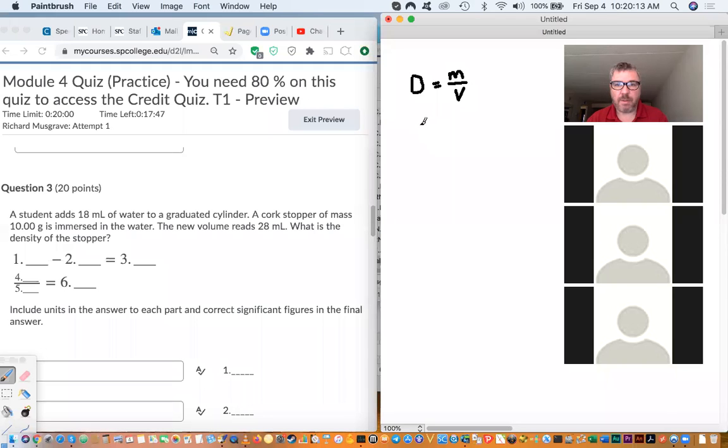Now the mass is going to be 10.00 grams. We already know that. The volume, though, is going to be 28 mL minus 18 mL. You with me so far, Tristan? Yes, I got it. So would you just subtract the 28 by the 18 and then do the density? You'll get this, right? In your calculator, it'll come out to 10, right? Yes. But the answer is actually 10 dot.